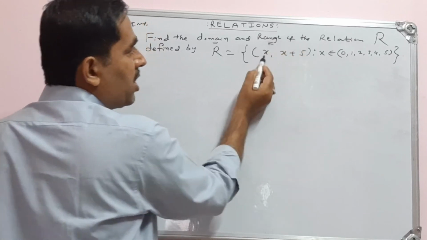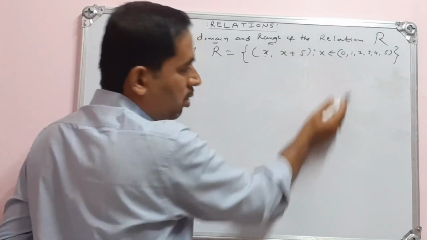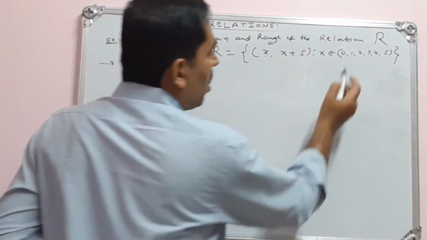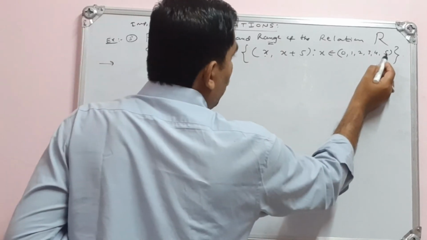So what are the elements here? First member is x, second member is x plus 5, such that x belongs to... what are the values we can give for x? We can give 0, 1, 2, 3, 4, 5. What is the last value? 5. So we can give x equal to 5.